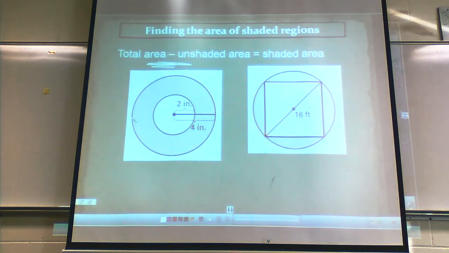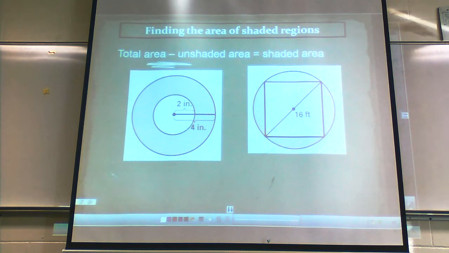There's 2 shapes there, correct? Are there? And they're both what? Circles. So I would say, look, if I want to find this shaded region out here, I know I've got 2 circles. I've got a big circle, and I've got a small circle.